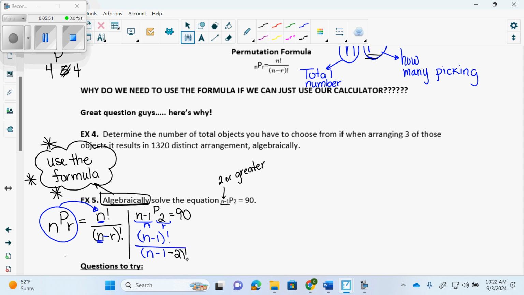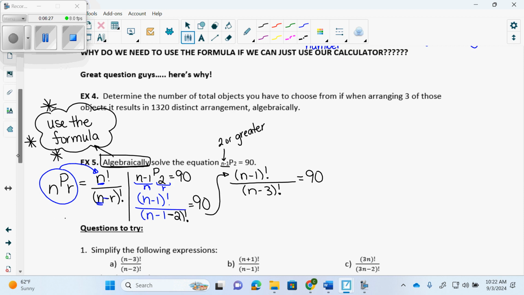And what does it equal? Above it, what in the above step does it equal? 90. This is an equation, right? So I'm going to drop the equation down. I work on the left side, work on the right side, put the equal sign where it is. Then I'm going to get n minus 1 factorial over n minus 3, because 1 minus 2 is 3, equals 90. Now we're back to Friday's lesson.